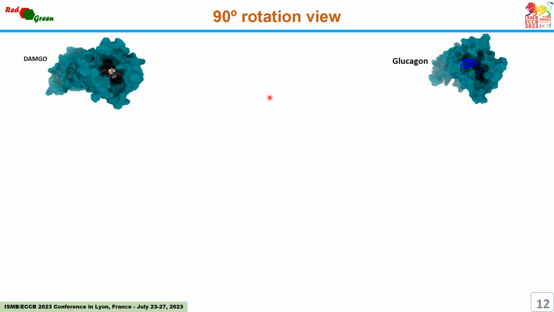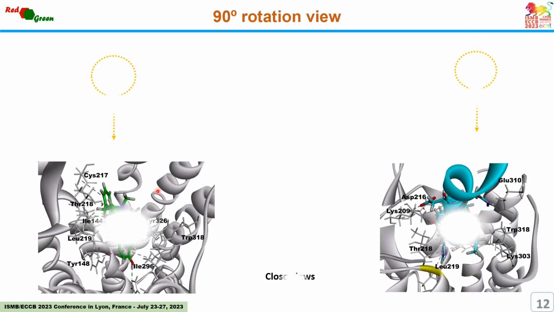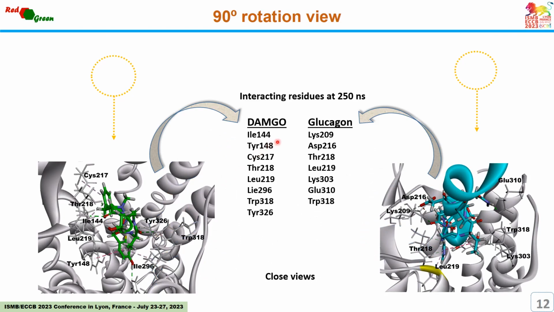This is the 90-degree angle view, and this is the DMGO and this is the glucagon. In a closer view, we see that there are several residues that bind to the DMGO and the glucagon, and most of them are binding pocket residues.